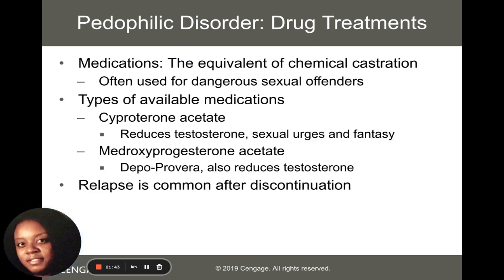We can also have some drug treatments, and these are going to be drugs that are similar to chemical castrations, and those are often used for very dangerous sexual offenders. There are a number of different medications that can also be given to reduce testosterone levels and to reduce sexual urges and help reduce those desires that people might have. If a person tends to go off these medications, however, relapse is often common.